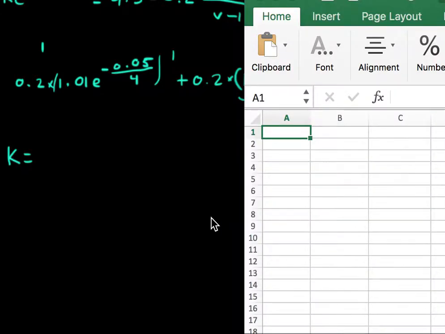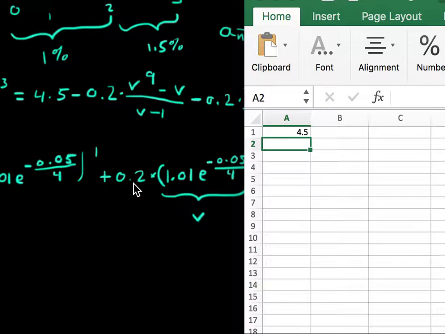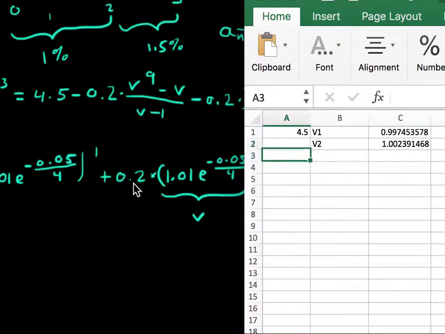So getting started, let's just write down that we have 4.5, then we just need to look at this bit over here. So let's say there's v1 and let's say there's v2. So this v1 is equal to 1.01 times the exponential of negative 0.05 divided by 4, and then the other one we had was 1.015 times the exponential of negative 0.05 divided by 4. So very close. Okay, so this first part is then equal to 0.2 times v to the power of 9 minus v divided by v minus 1. And that's that bit over there, so that's fine.